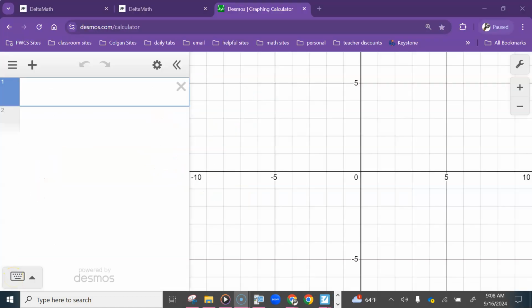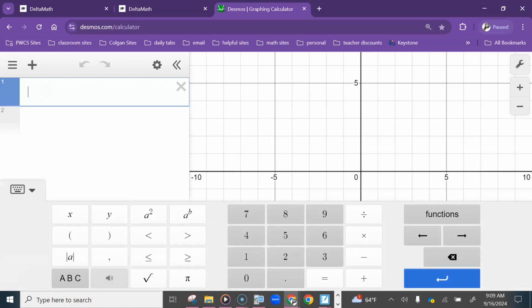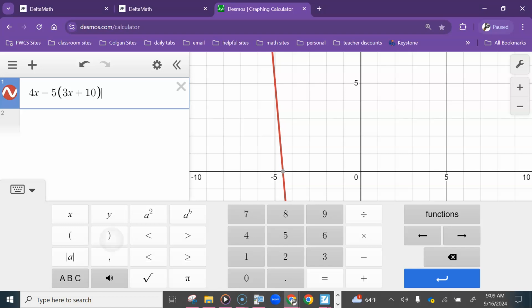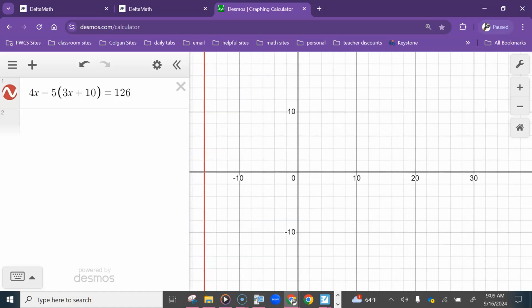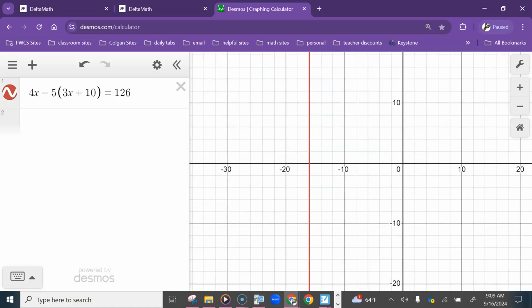Okay. So let's say I take number 9. Desmos doesn't like other variables that aren't x, so change all the variables to x. Put it in exactly as is. 4x minus 5, parentheses, 3x plus 10 equals 126. And what will happen is at some point you'll get some line. That line will tell you what your solution is. So that's a great way to quickly double check yourself in Desmos when you're at home, but be able to double check yourself algebraically as well.